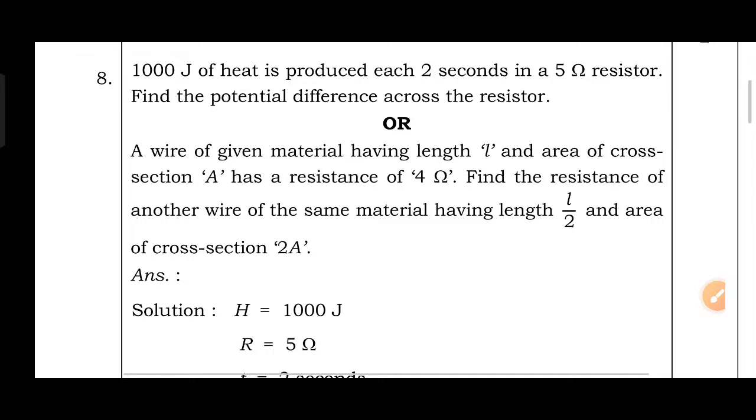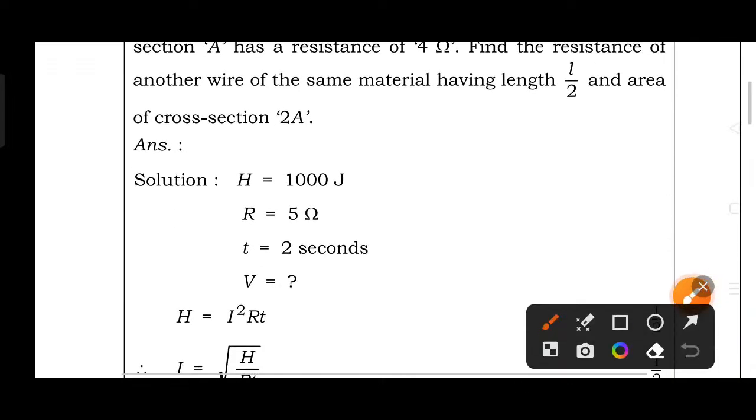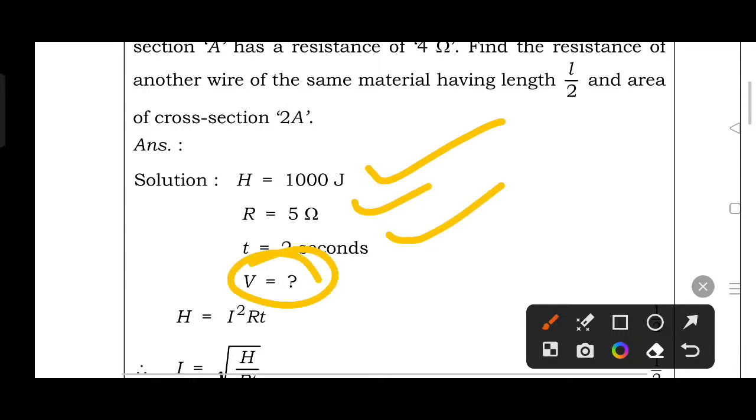1000 joule of heat is produced each 2 seconds in a 5 ohm resistor. Find the potential difference across the resistor. They ask the question: how much heat is produced? 1000 joule. Resistance is 5 ohm. Time given is 2 seconds. What do we have to find? We have to find the potential difference V.